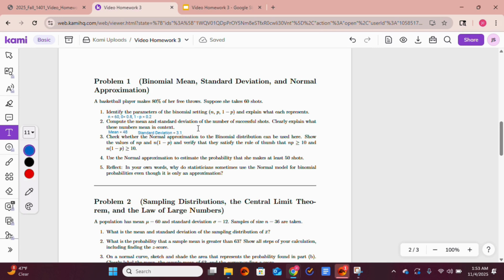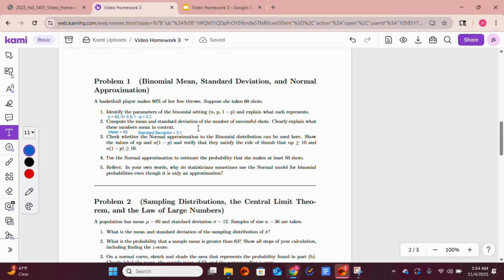Now we can go to question 3, which asks us to check whether the normal approximation of the binomial distribution can be used here. Show the values of np and n(1 minus p) and verify that they satisfy the rule of thumb that np is greater than or equal to 10 and n(1 minus p) is greater than or equal to 10.